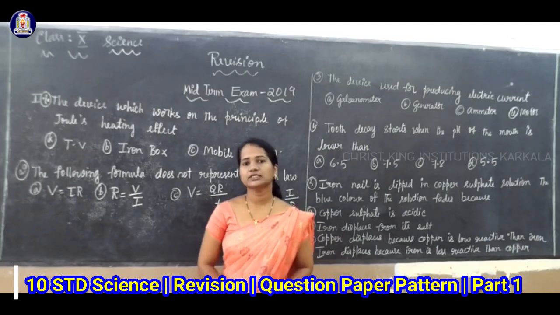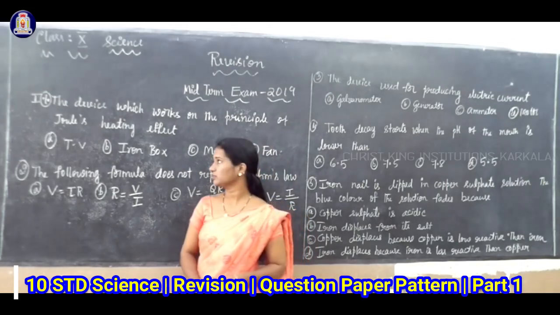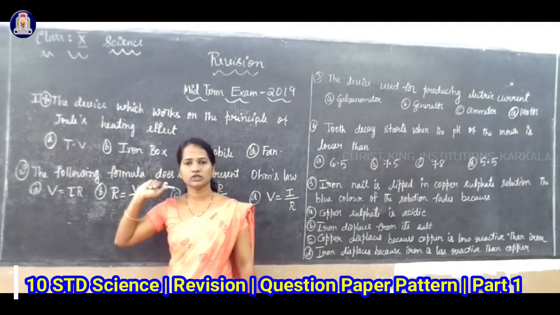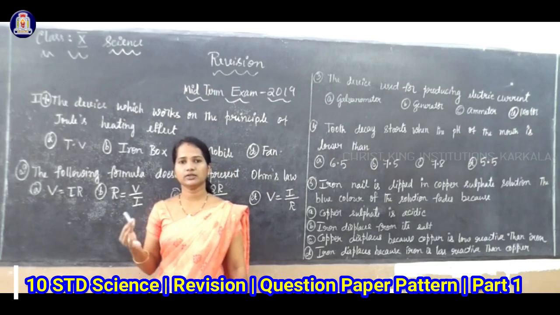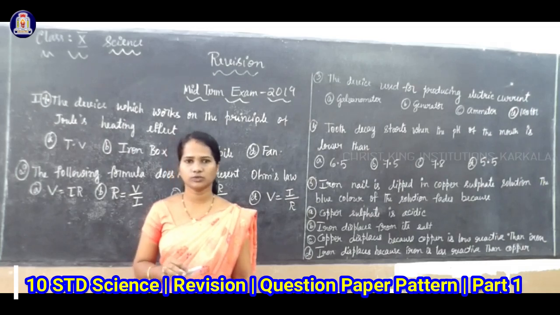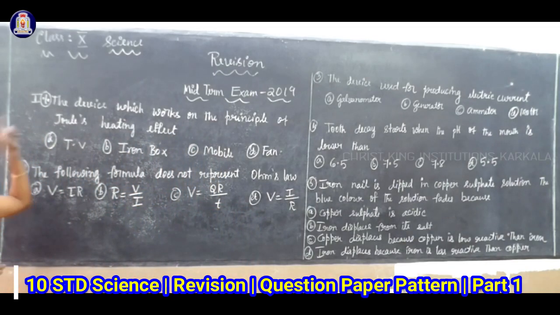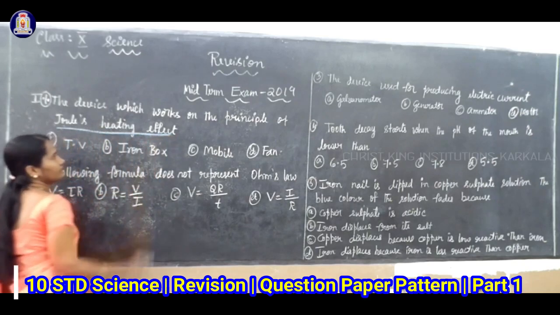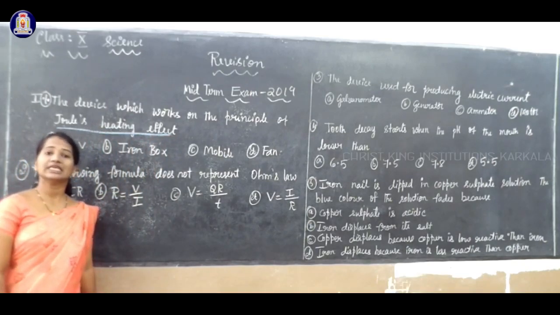Now I will discuss the 2019 midterm exam question paper, last year's midterm exam question paper. In this I will discuss only the physics and chemistry part, and the questions related to the portions which are there for this year. The first one, multiple choice question, Roman number 1. The first question: the device which works on the principle of Joule's heating effect.